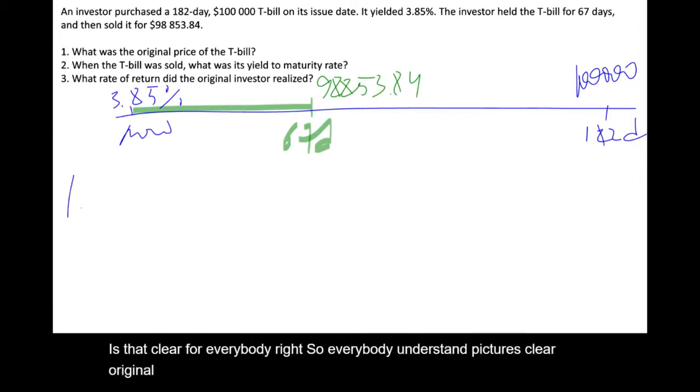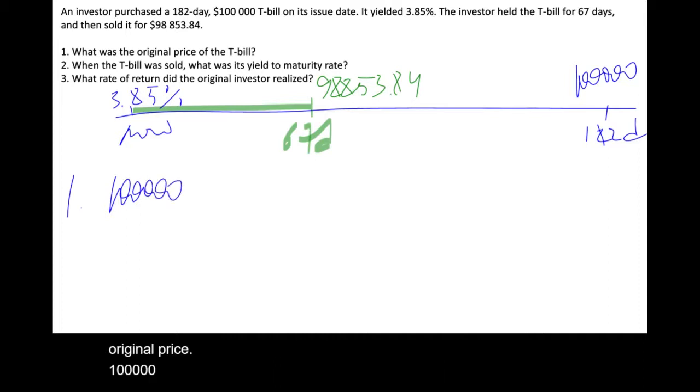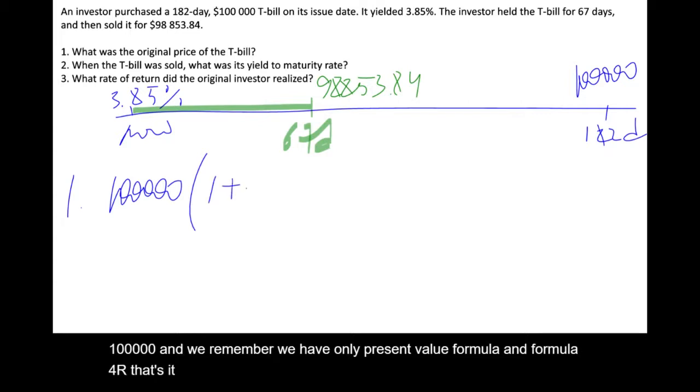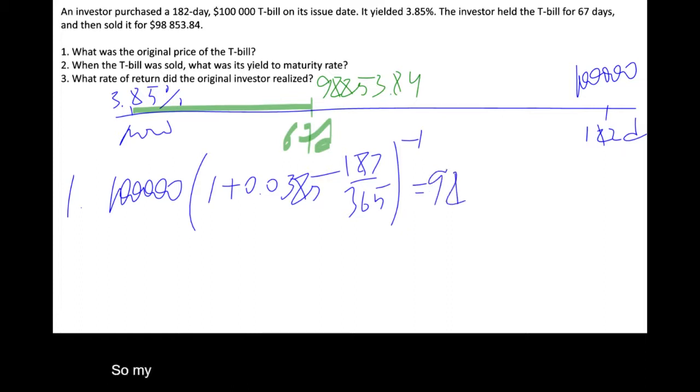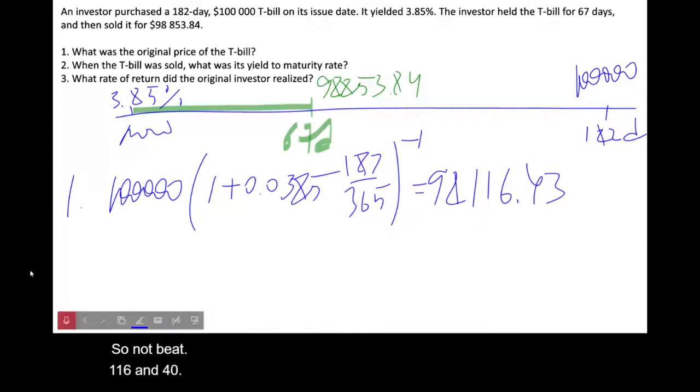Original price, so 100,000, and we remember we have only the present value formula and the formula for R. That's it, nothing else. Plus 3.85% and 182 over 365 negative 1. So let's find it. 98,116.43. What was wanted was the yield to maturity rate.